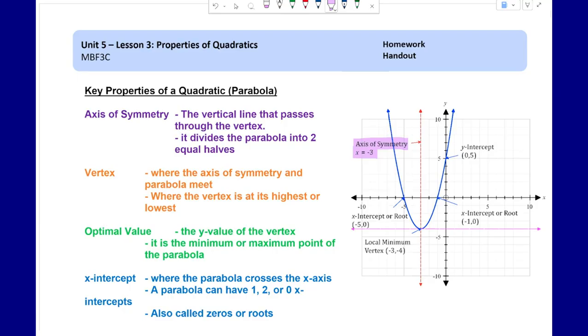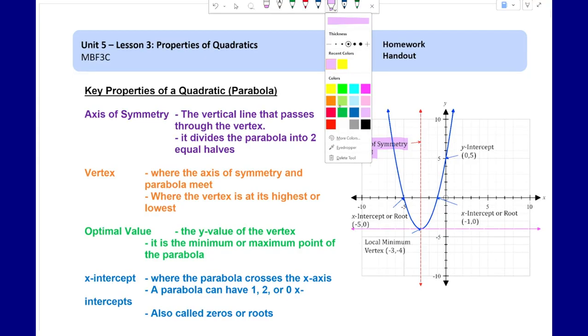So this line cuts our parabola in half, and the equation is always going to be x equals whatever the x value of the vertex is. X equals is the form of an equation for a vertical line, and the value is just going to be whatever the x value of the vertex is.